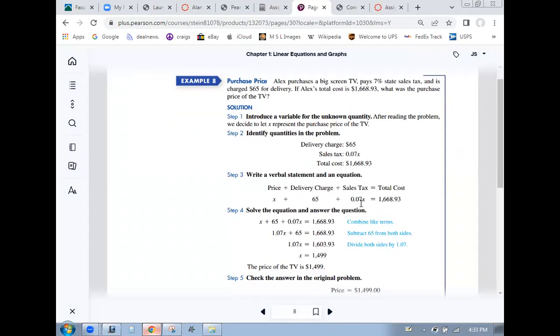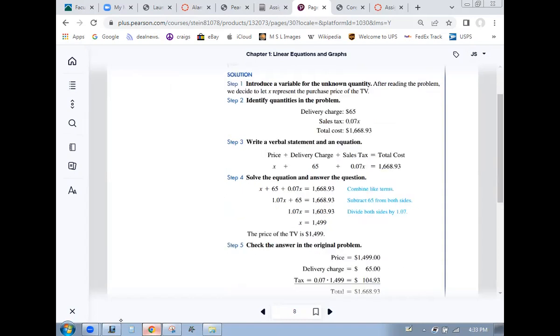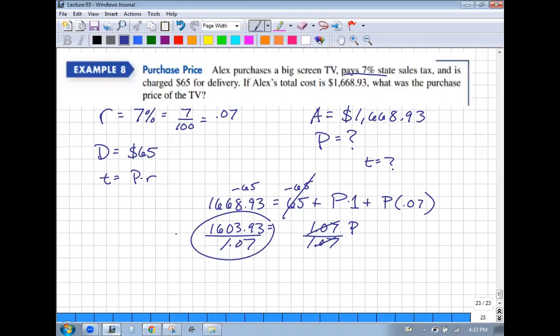X and 0.07x is 1.07x, right? I factored the X out. It's the same thing as just adding 1 plus 0.07 and keeping your X. Okay? So you end up with this guy here. I combine the X's, subtracted the 65, and divide by the 1.07. Okay? And if you plug that in your calculator, you get 1499. So this is 1499.